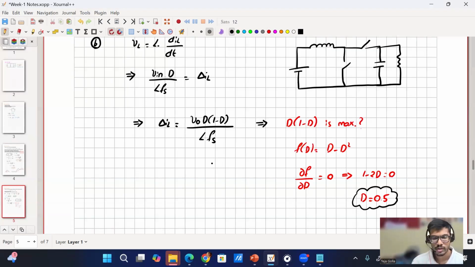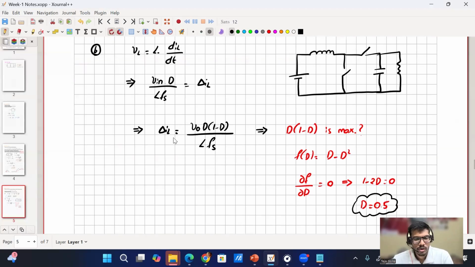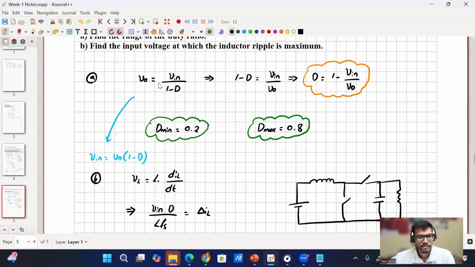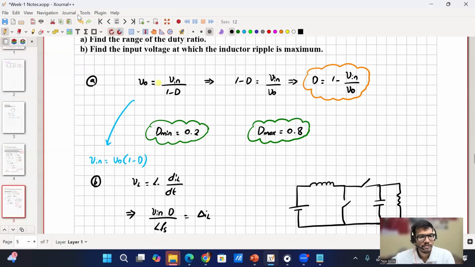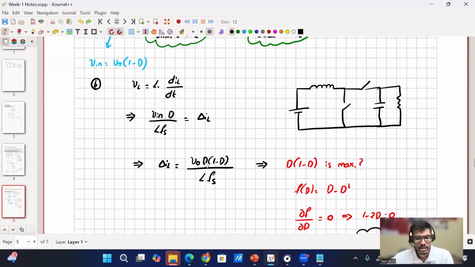Can you repeat this, please? After the second equation, ΔIL equal to V naught into D into 1 minus D. Yes, I have substituted my V in value in terms of V naught and 1 minus D, because I want everything to be in D for this case, because it will make my understanding simpler. So that's why I have converted everything in terms of D.